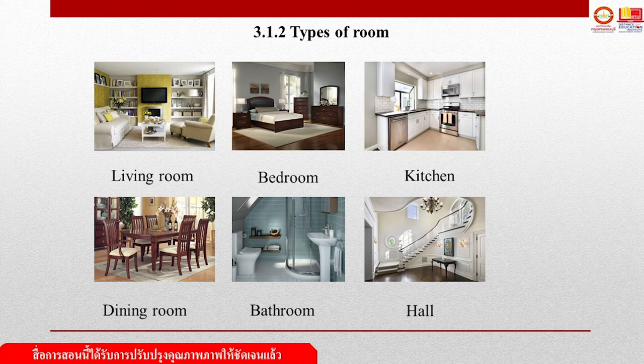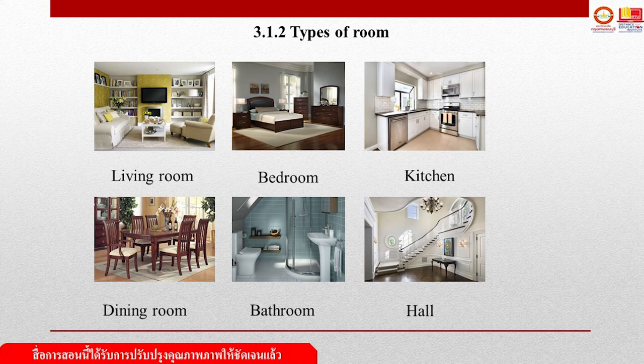Pronounce it again. Living room, bedroom, kitchen. Now, many times Thai people make a mistake between kitchen and chicken. Where is your mother? My mother is in the chicken. No, chicken is the bird and this is kitchen, the room for cooking. So how do you spell chicken? C-H-I-C-K-E-N is a chicken. And kitchen is K-I-T-C-H-E-N. So don't make a mistake between a kitchen and a chicken. They are different.